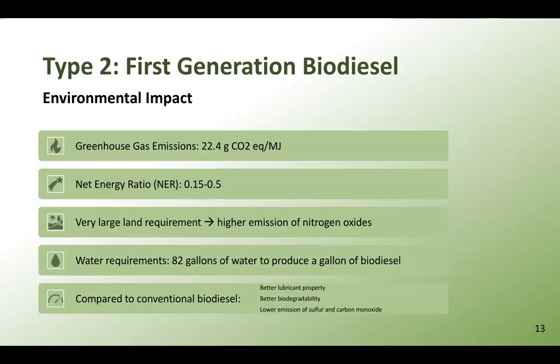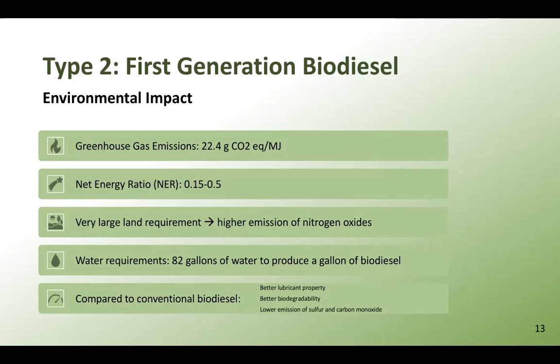Now, for the environmental impact of biodiesel, the greenhouse gas emissions are 22.4 grams CO2 equivalent per megajoule. The net energy ratio is between 0.15 and 0.5, which is less than 1 and hence desirable. However, it requires a lot of land for its biomass plantation, which often leads to higher emissions of nitrogen oxides, which is not very desirable.